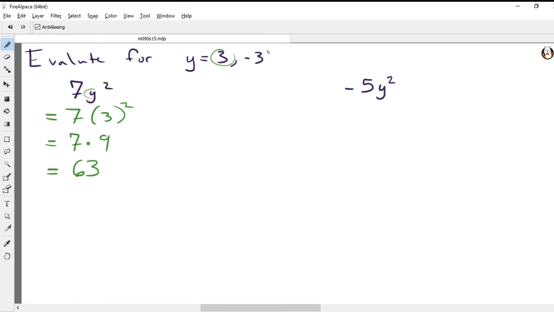What happens when we use the negative 3 and we put that in for y? Well, then we'll have 7 times a negative 3 quantity squared. So we square the negative 3, and hey, look, that's 9. We get to be 63. When we square something, we lose that sign information, and the squaring makes it positive.